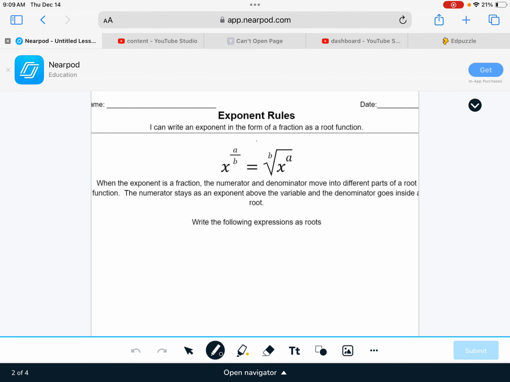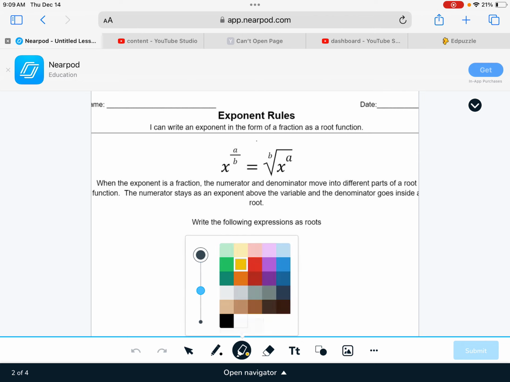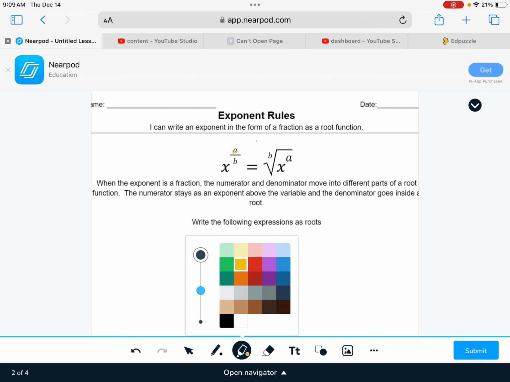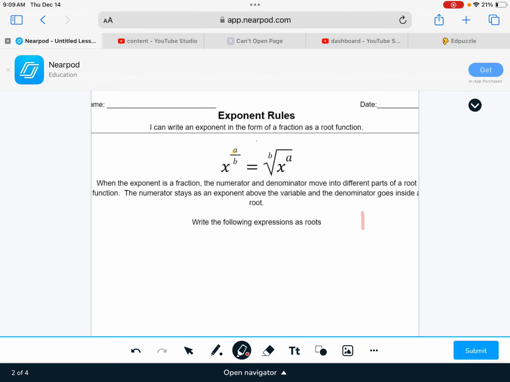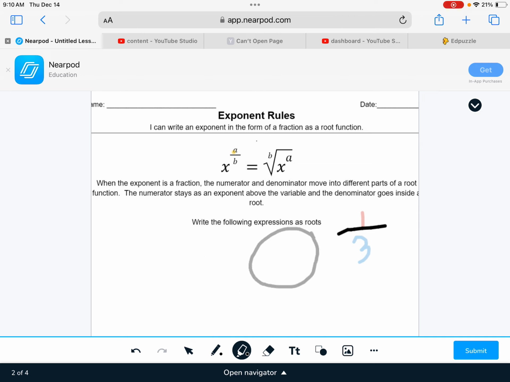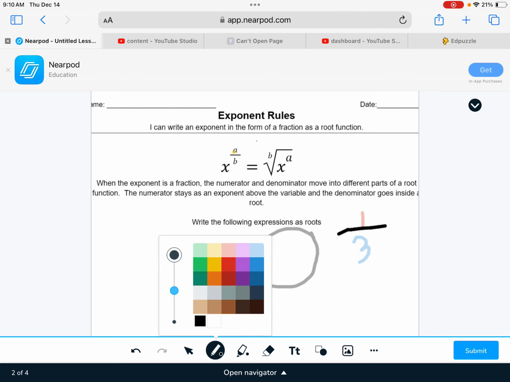Today we're going to be talking about exponents, and these exponents are going to have a fraction as their exponent, okay? So when I look at this really carefully, I see that it has an a over b. If I think about fractions, fractions are parts of wholes. If I have a number like 1 over 3, okay, I would have a circle, and I would be able to split it into 3 pieces.